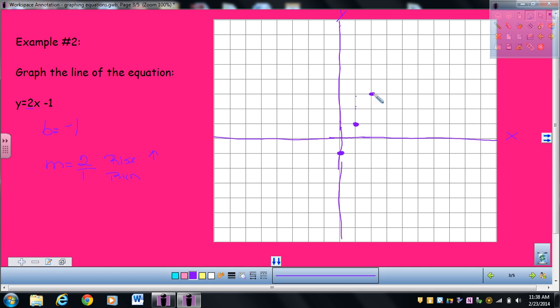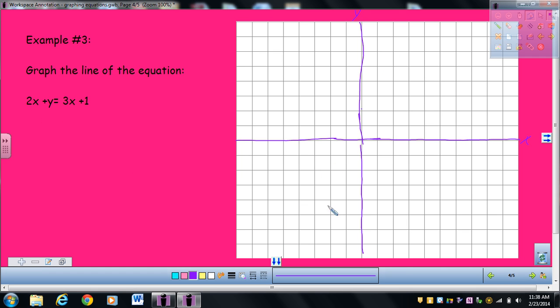And really I can just keep doing this until my paper runs out. Rise 2 and run 1, rise 2 and run 1. And the reason I like to make so many points is because it makes them easier to connect, especially when I don't have a ruler. So this line is represented by y equals 2x minus 1. If you want to label the line, that's perfect.